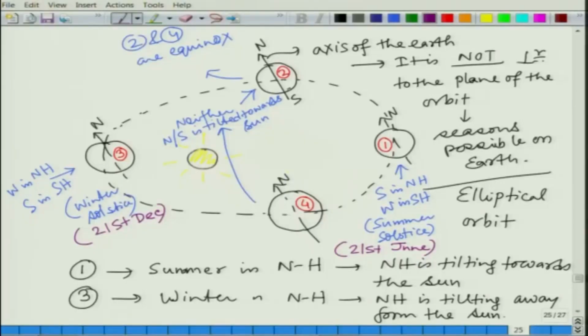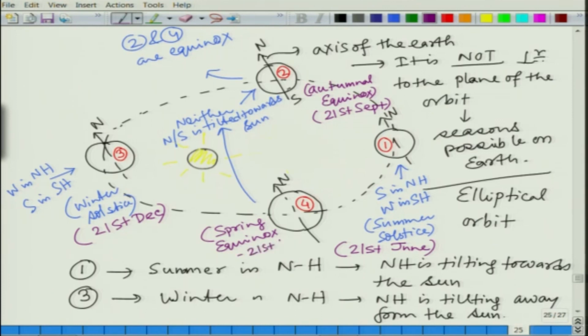And for the equinoxes, again the position 2 is called the autumnal equinox, okay, and the date is 21st September. And the other equinox that we have, that we call spring equinox, which is 21st March. Again these equinoxes are named with respect to the northern hemisphere.